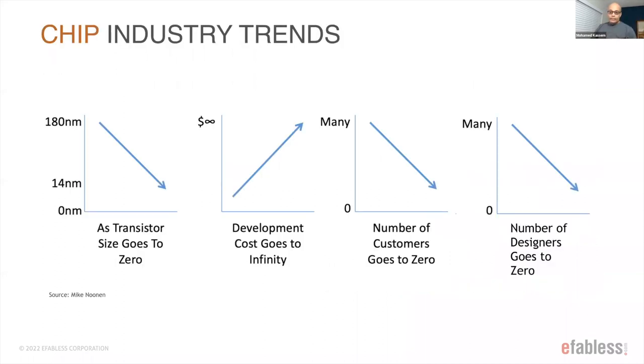Over the years, process technologies have been advancing, and that implied that the cost for development of these technologies and designs has increased exponentially. The number of customers, users, or designers that have access to these technologies goes down, and hence the number of potential designers that are readily available to be designing is going down.